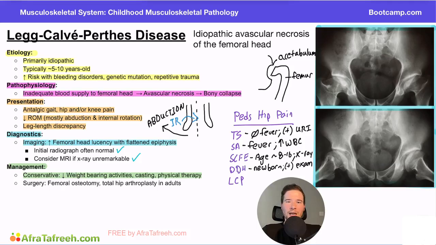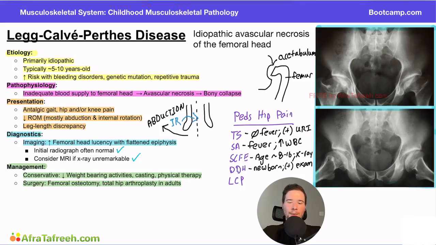However, if there's more extensive damage or a child is a little bit older, you're likely going to need surgical intervention with a femoral osteotomy, and these patients are also likely to have a total hip arthroplasty in adulthood. Again, you can imagine these patients are at higher risk of osteoarthritis because they have a damaged hip in childhood, likely going to have more damage to their hip in adulthood.